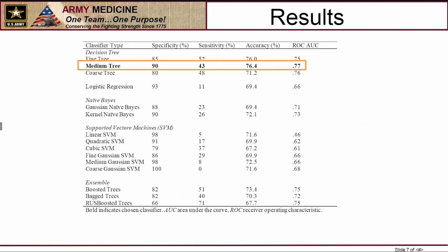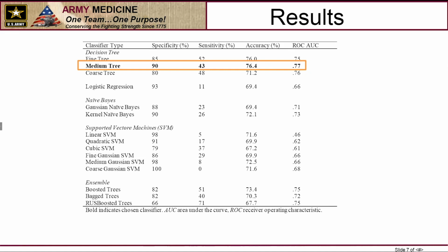This is just a table reviewing all 15 machine learning algorithms that were evaluated, broken down by domain. You can see the specificity is quite high across the board, with relatively low sensitivity across the group. Obviously, for a screening tool, having high specificity is beneficial. The accuracy was fairly high also, and the area under the curve had some variability, but was definitely highest between the decision tree and ensemble domains.